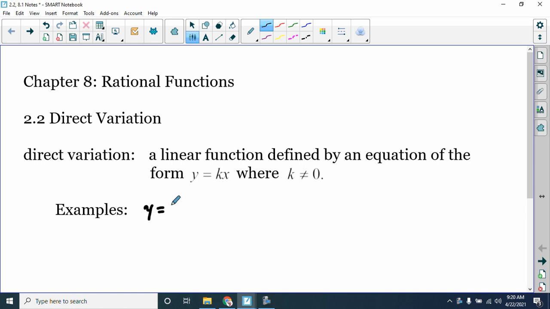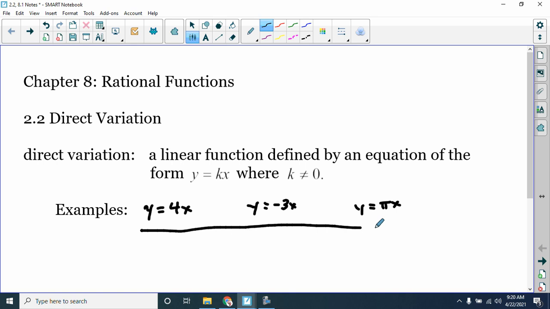so y equals 4x would be direct variation. Y equals negative 3x, y equals pi times x. Any of those are direct variation. Notice a linear function where the y-intercept is not 0, y equals 4x minus 3, is not direct variation. It's only if our y-intercept is 0.